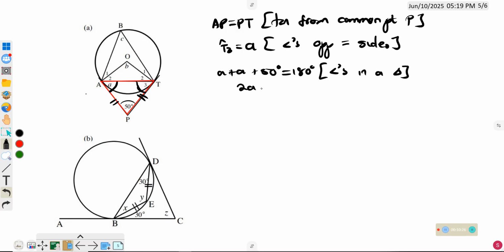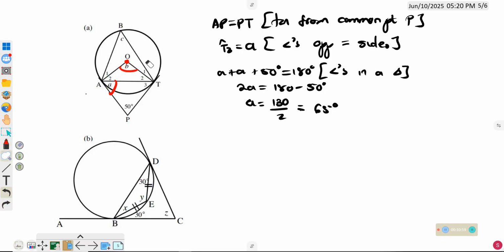So we have 2A, which is equal to 180 minus 50, which means A is equal to 130 divided by 2, which is 65 degrees. Right, now that we have A, then we can find B. Yeah, this is what I told you. You need to be careful. You cannot say this is tan chord, because this is not at the circumference. That's one thing you need to be careful of always.